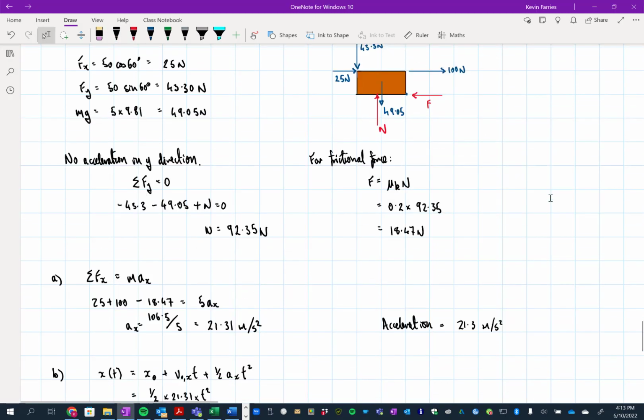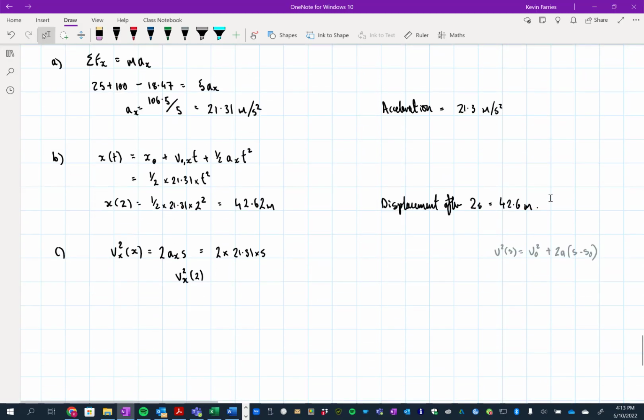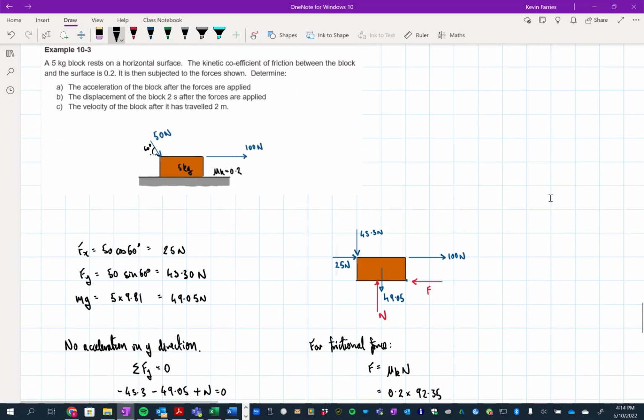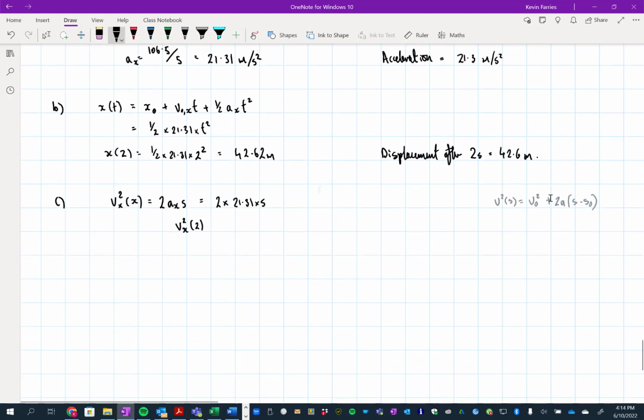And this is v_x squared, so we're interested in v_x when it's being displaced by 2 meters, wasn't it? It's 2 seconds and 2 meters, yep. Just double check that. Yep. So the velocity of the block after it's travelled 2 meters, not going to be much because it's not going to have much time to accelerate. But anyway, v_x squared is going to be equal to 2 times 21.31 times 2.